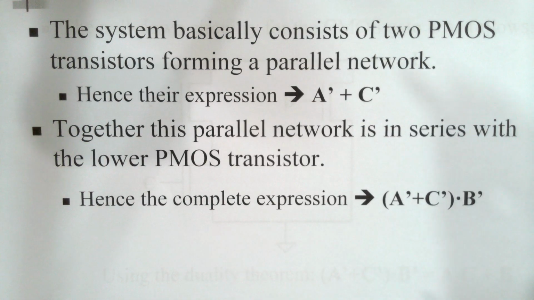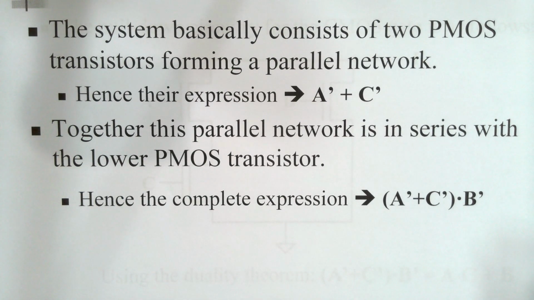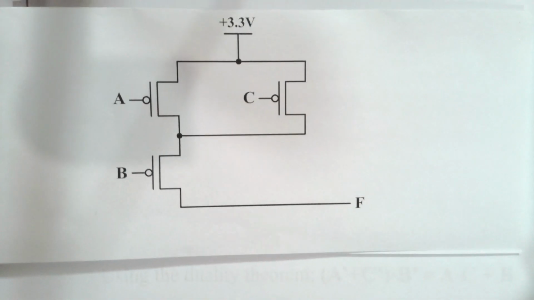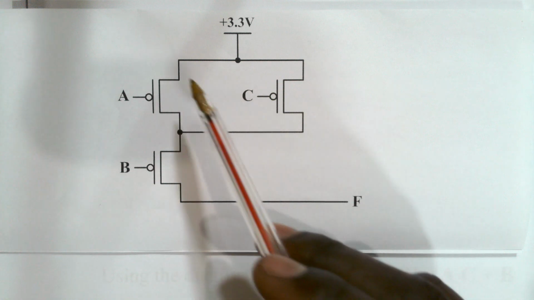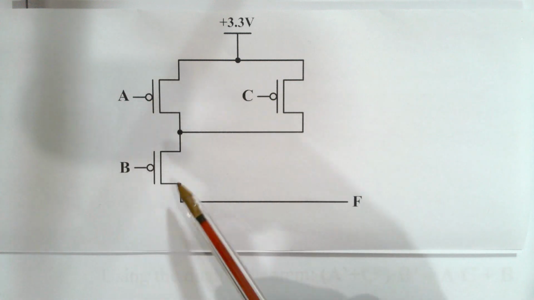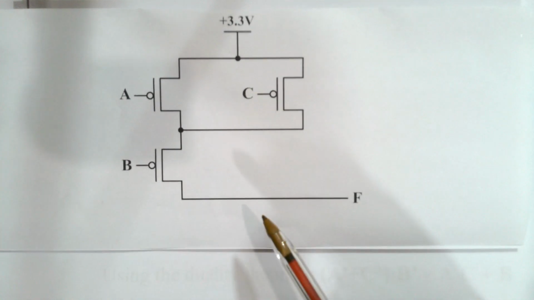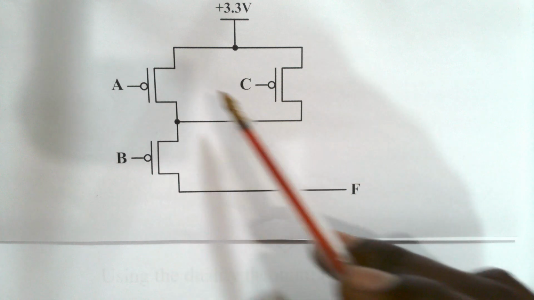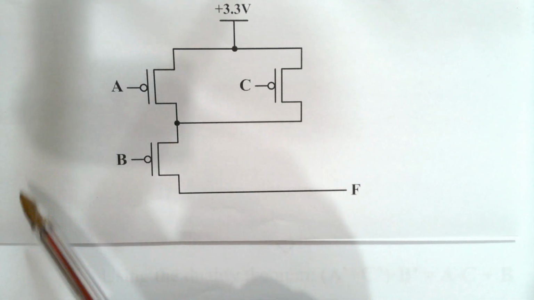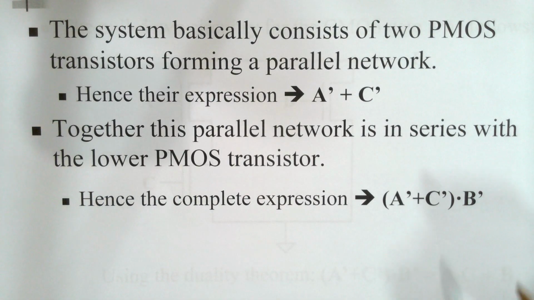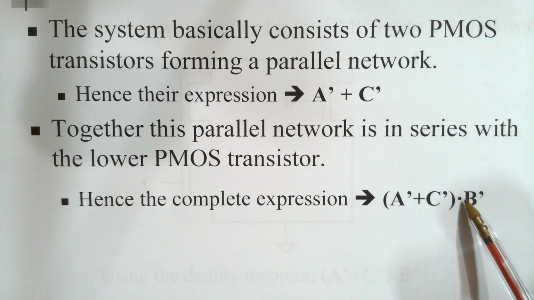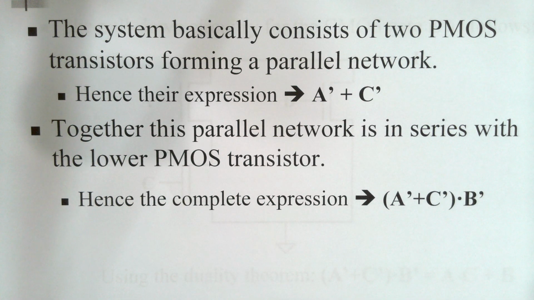And that network is in series with the last PMOS transistor, which is connected to B. That parallel network is in series with this PMOS transistor. So in series means we're going to AND the expression for this parallel network with the expression resulting from this PMOS transistor. And when we do that, we end up with A prime or C prime in brackets, and B prime. That's the expression for output F for the pull-up circuit.